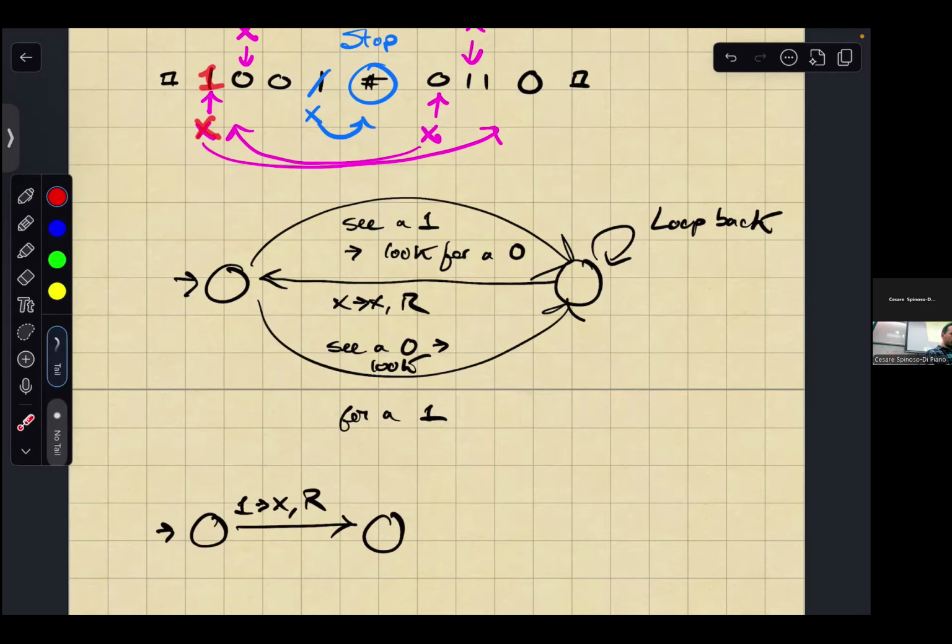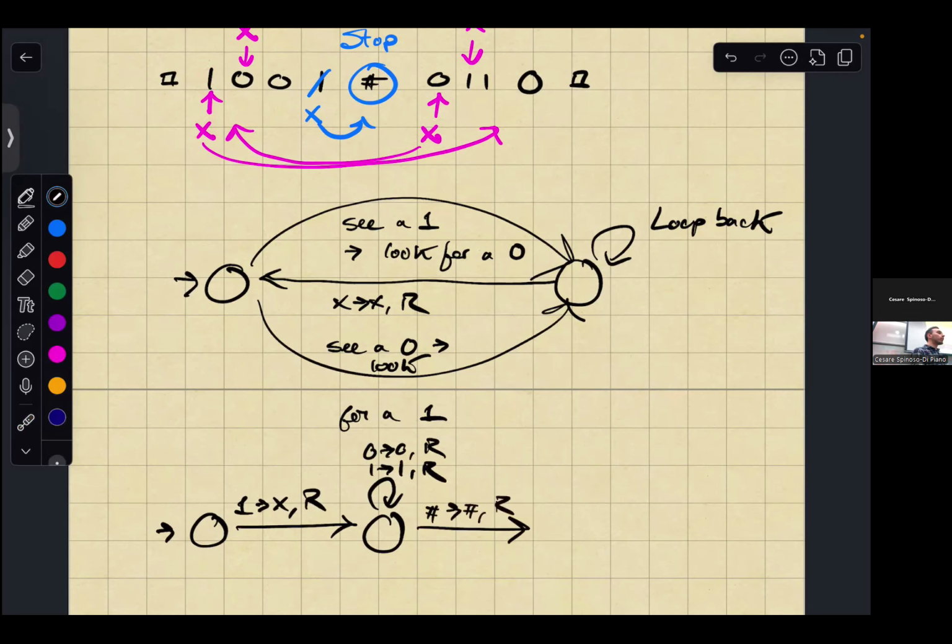What I want to do next is go through the rest of the zeros and the ones here, right? So that's why here I'm going to have a loop for zeros and for ones. Then at some point, if I do have a string W hash flip W, I'm going to see the hash. So the hash should eventually be seen, at which point I'll move right.